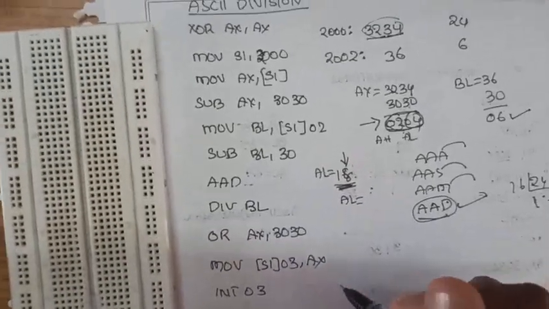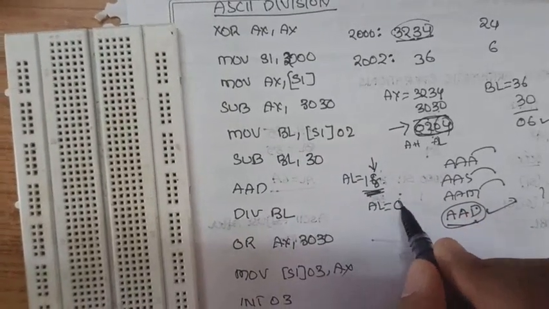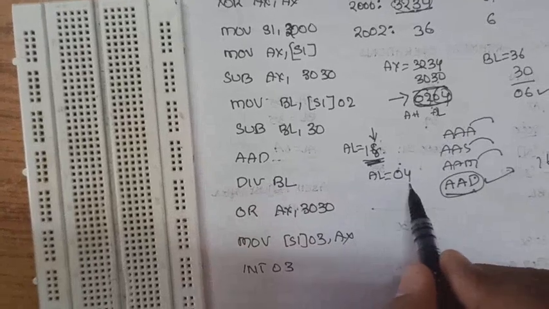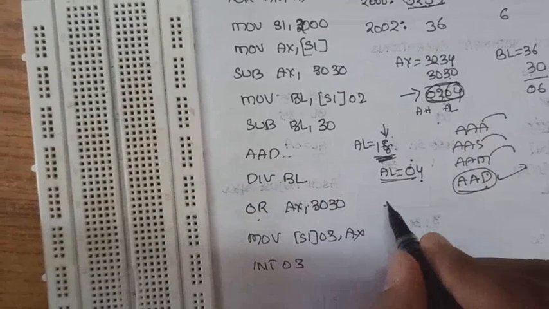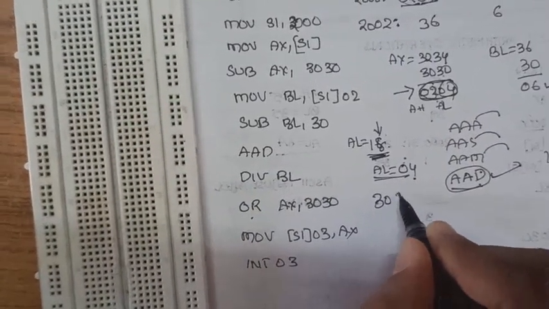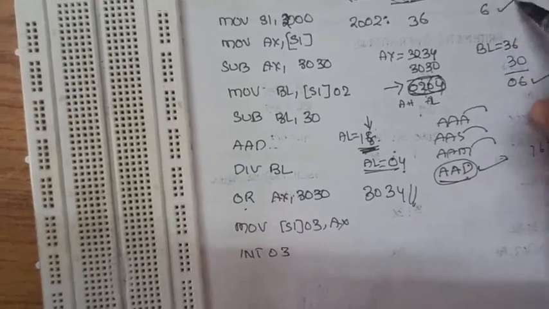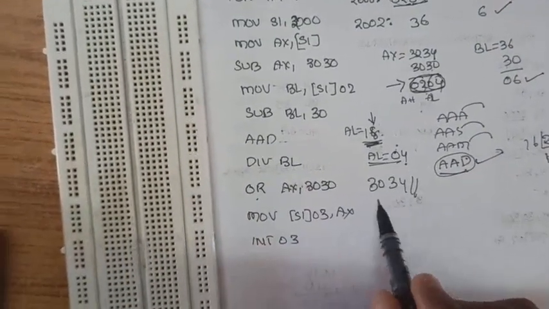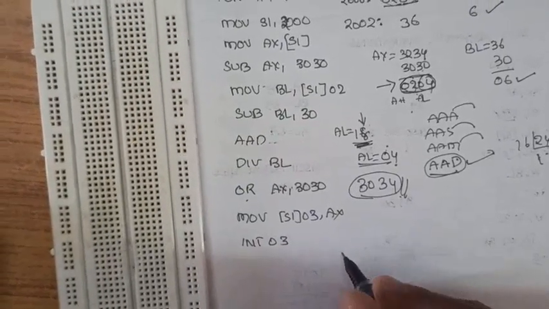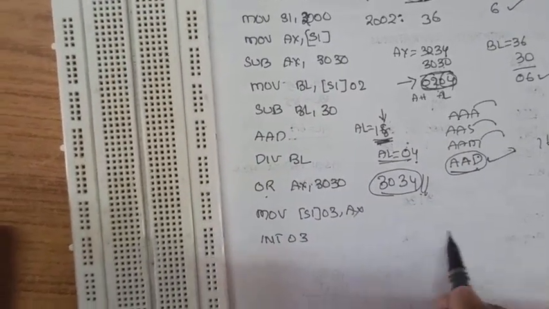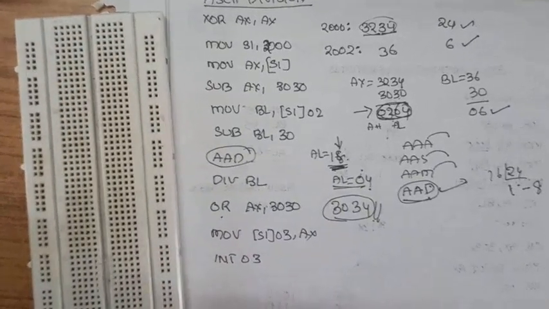So what happens if you go for division of this? You need to have 04 here, and once you get 04 for this data we go for OR AX, 3030. That will convert this data into 3034, meaning you are dividing 24 by 6, the result should be 4. That 4 can be represented as 3034 in the form of ASCII numbers. So this is what we get. We need to understand the operation of AAD, which is nothing but ASCII adjust before division.